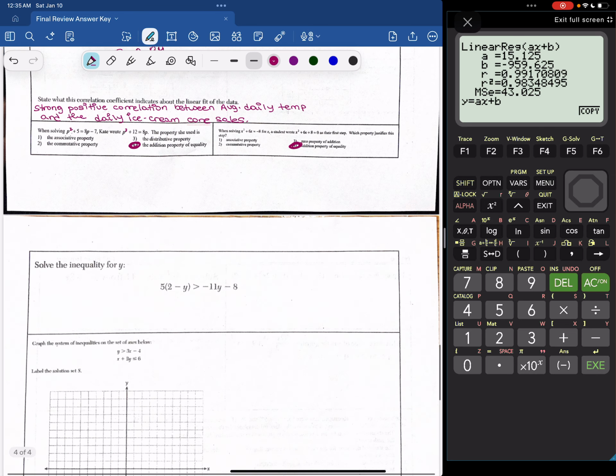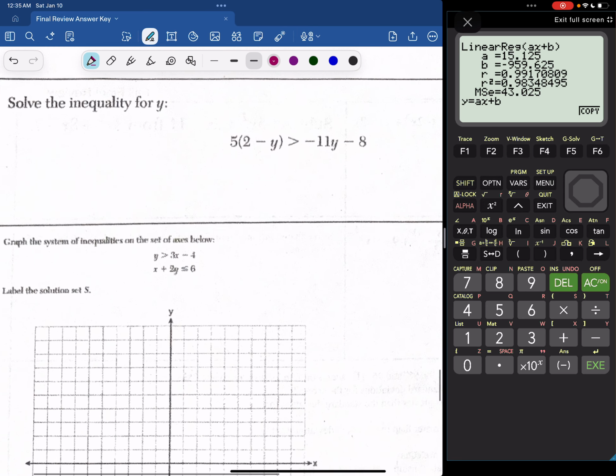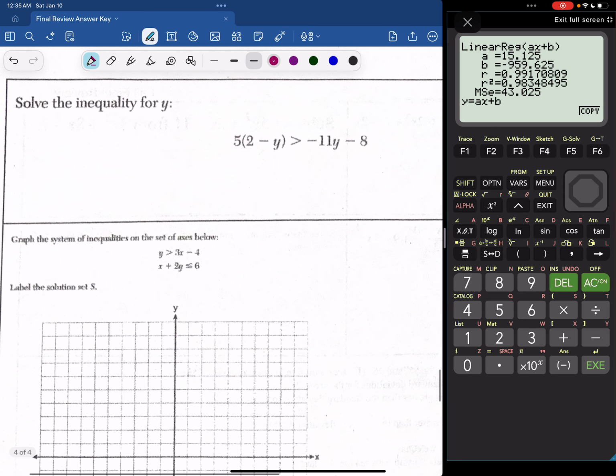All right, next half. Solve the inequality for y. So here we're just solving the inequality for y. I see parentheses, so I know my first step is going to be to distribute. 5 times 2 is 10. 5 times -y is -5y, and that's greater than -11y minus 8.